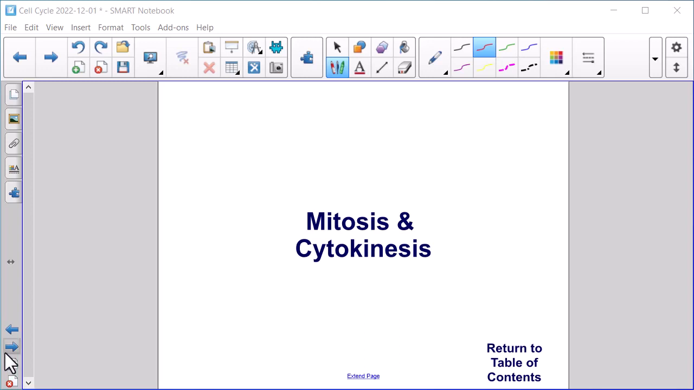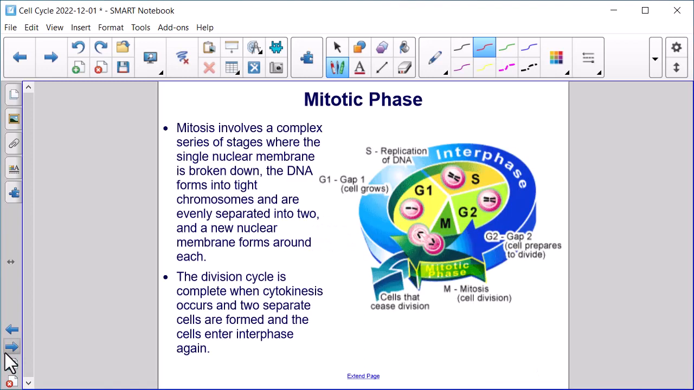Mitosis and cytokinesis. Mitotic phase. Mitosis involves a complex series of stages where the single nuclear membrane is broken down. The DNA forms into tight chromosomes and are evenly separated into two, and a new nuclear membrane forms around each.